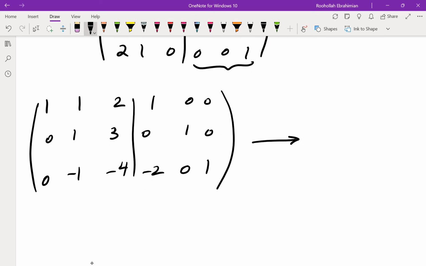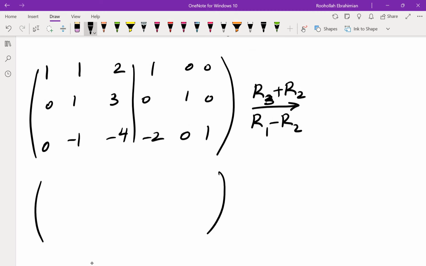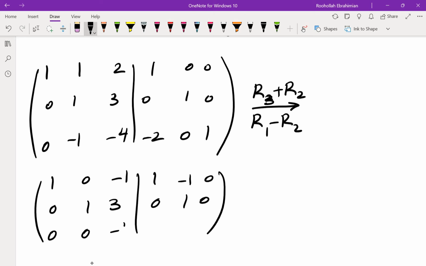Now we are going to add row 2 to row 3, and also row 1 minus row 2. So this gives us, row 2 remains intact, row 1 minus row 2, so this would be 1 0 minus 1 1 negative 1 0, and then we are adding the second row to the third row, so 0 0 negative 1 negative 2 1 and 1.